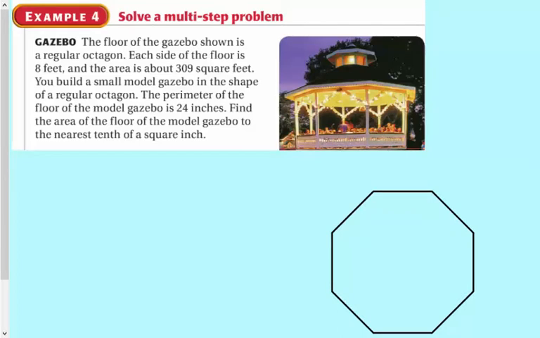If you guys haven't realized that yet, actually, I'm going to need a second gazebo because I have a little mini model here. I know that because I've done this question before. Okay, so 8 feet, and the area is 309 square feet. So I'm just labeling my information here.